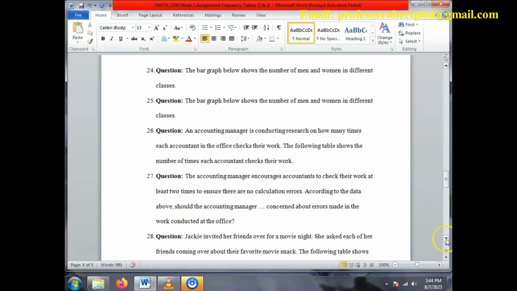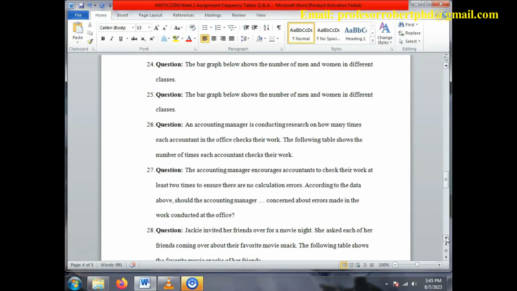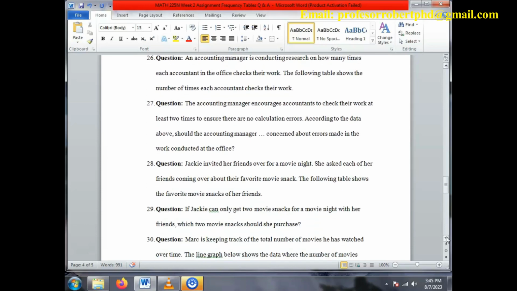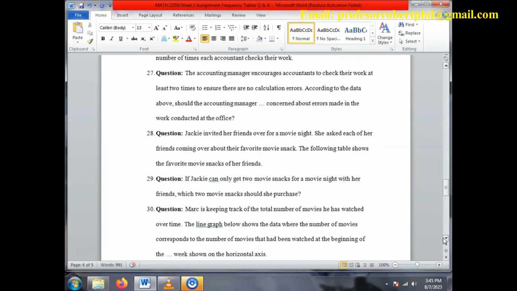26. Question. An accounting manager is conducting research on how many times each accountant in the office checks their work. The following table shows the number of times each accountant checks their work. 27. Question. The accounting manager encourages accountants to check their work at least 2 times to ensure there are no calculation errors. According to the data above, should the accounting manager be concerned about errors made in the work conducted at the office?